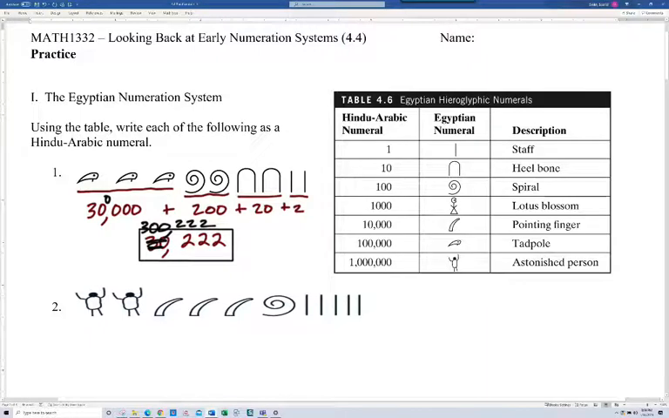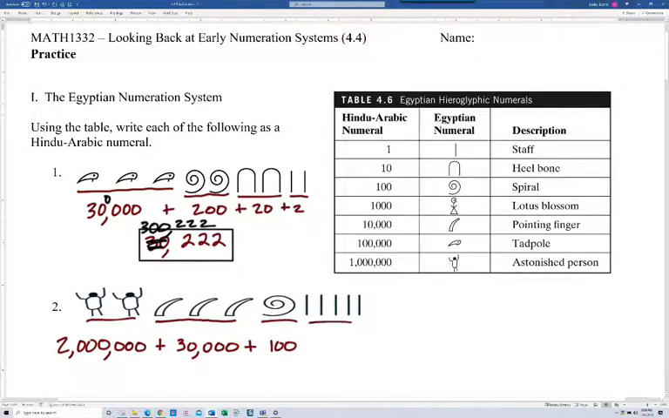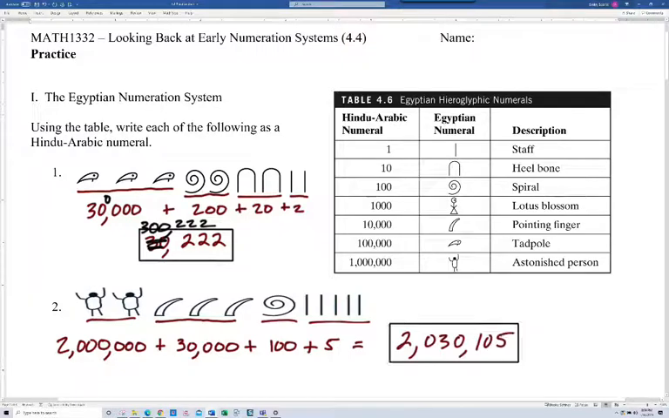So here you have a couple of astonished people. That's these guys. So that's worth 2 million. And then you have 3 pointing fingers. So that's your 30,000, 10,000 each. And then a spiral, which we know is worth 100. And 5 staffs, or ones. And so that's plus 5. And so we're going to have 2,030,105. All right, let's go ahead and move on to the next page.